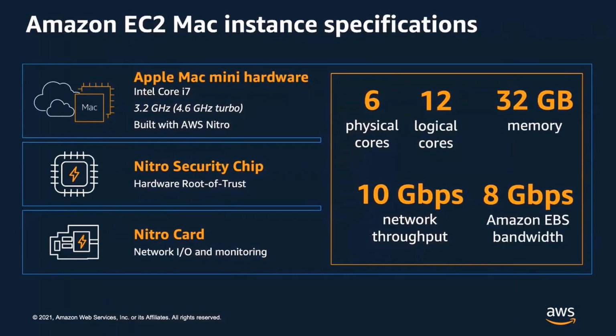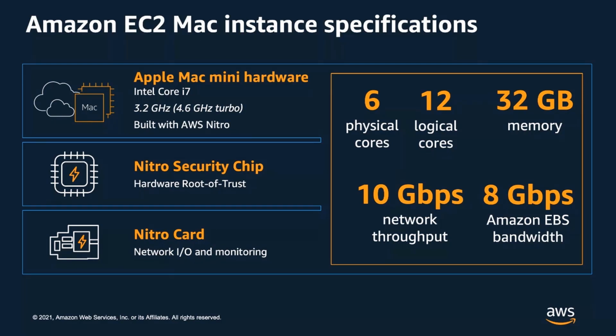So here are the specifications. It is, like I said, an Apple Mac Mini 2018 era. So it is an Intel Core i7 processor running at 3.2 gigahertz. And again, we have the Nitro system as a key component there. A couple of the features of Nitro that I will call out.